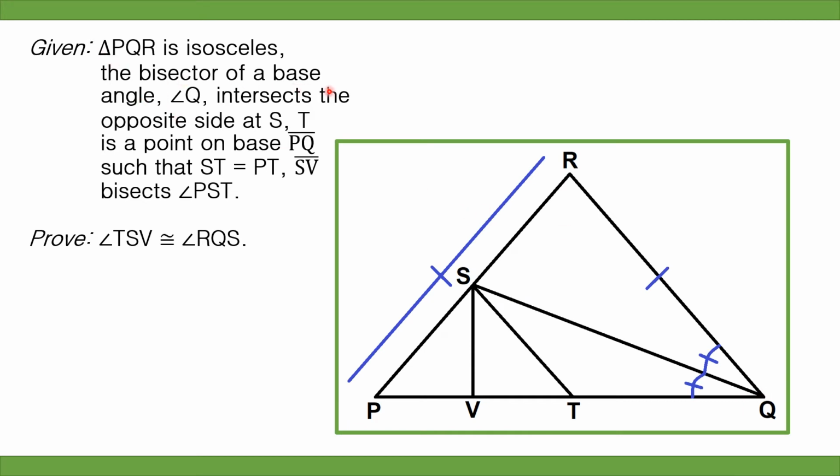The bisector of a base angle, angle Q, intersects the opposite side at S. So the bisector is actually SQ, and it bisects angle Q. So what is the consequence of that statement? That angle RQS is congruent to angle PQS.